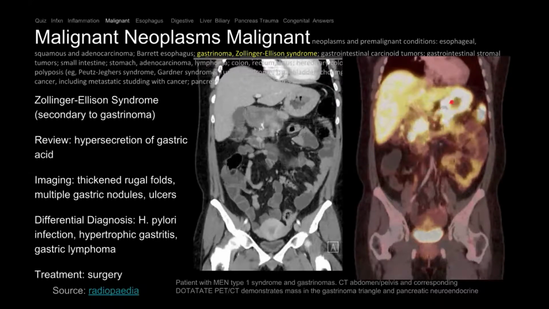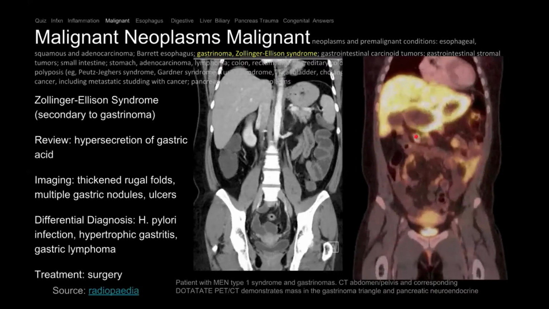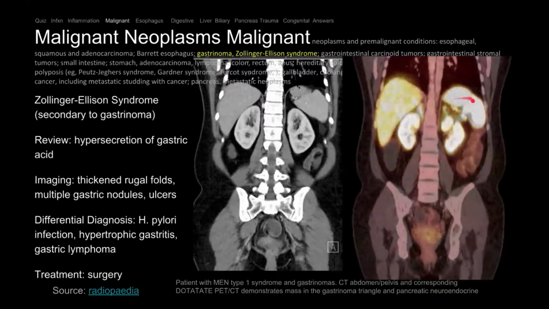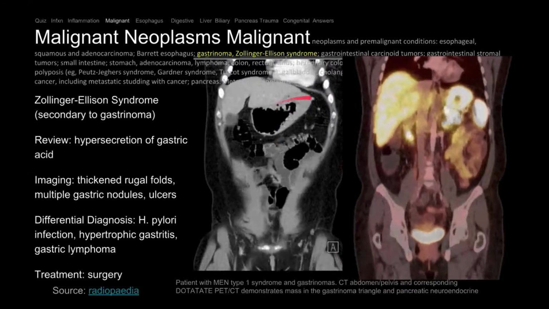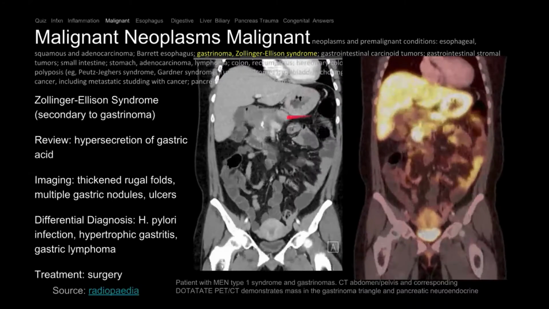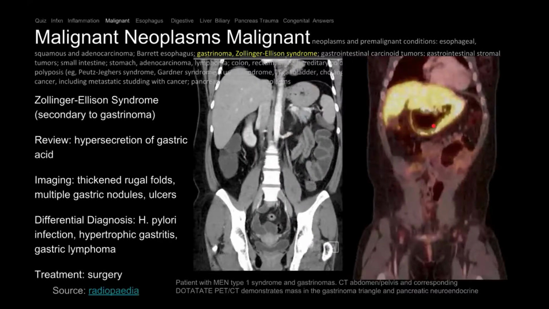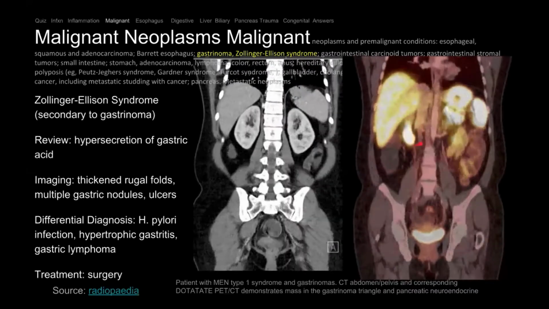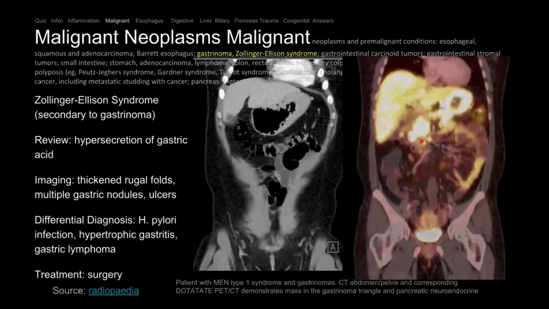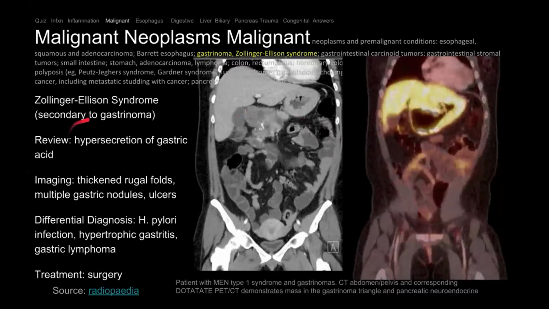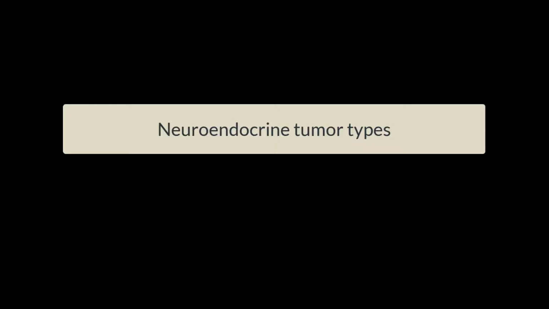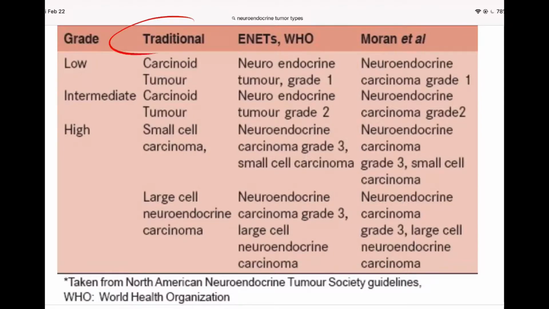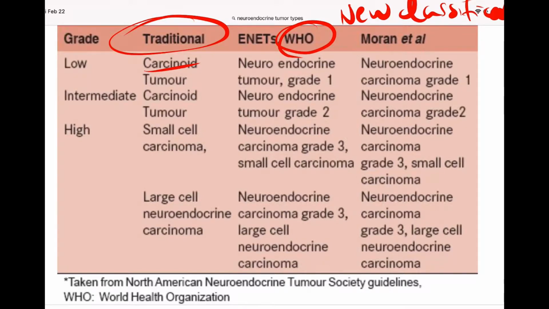So the gastric wall becomes thickened because the gastrinoma releases gastrin, which causes hyperstimulation. So you see that. So this is ZE syndrome, and it's secondary to gastrinoma, which we can see better on the dotatate study because right there, it's taking it up because it expresses somatostatin. Okay. So in ZE syndrome, we get thickened rugal folds, which we see here, multiple gastric. There are different types of neuroendocrine tumors. The traditional classification had been based on the naming, carcinoid, insulinomas, gastrinomas. The new WHO classification is based on grades, grade 1, 2, 3, based on Ki67 expression.